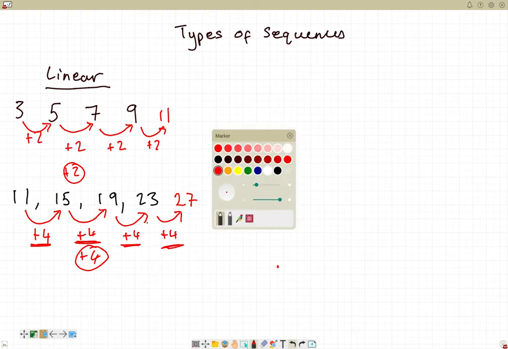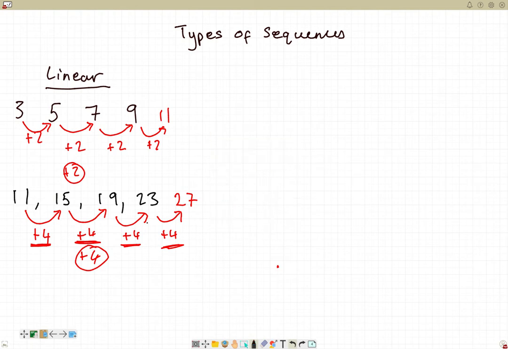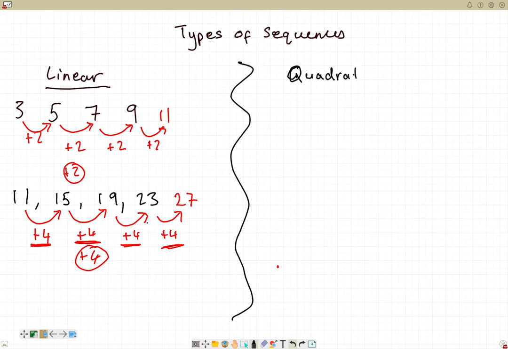Okay, now another sequence that you need to know about is called a geometric, let's do quadratic sequences first. So quadratic sequences. Okay, now in quadratic sequences, the difference between each term is different. Okay, so for example, if I have a sequence like 5, 7, 11, 17, here you can see the difference between each term is not the same.